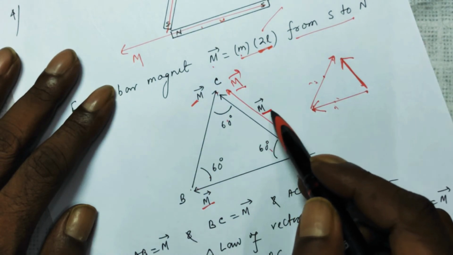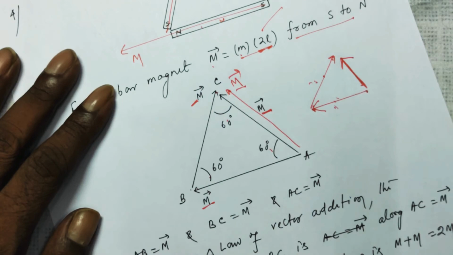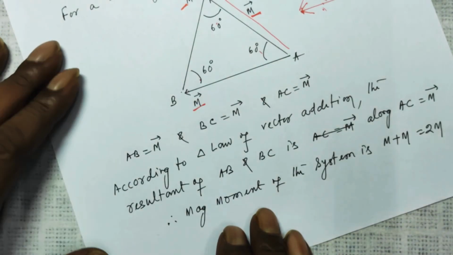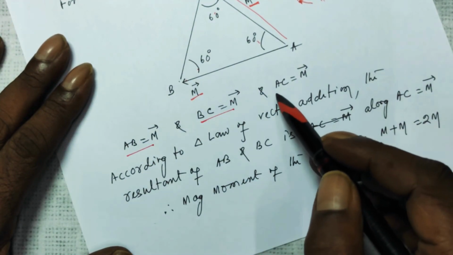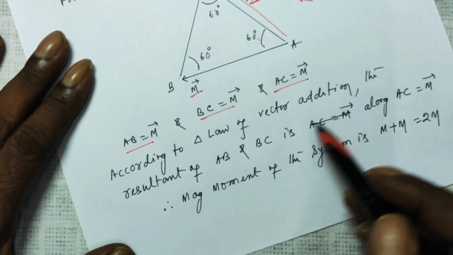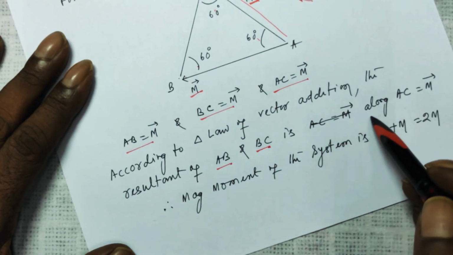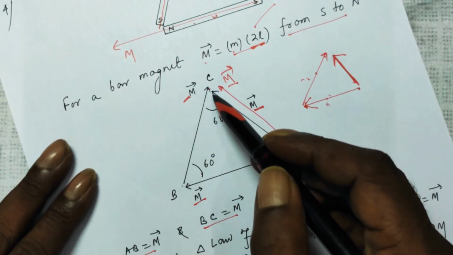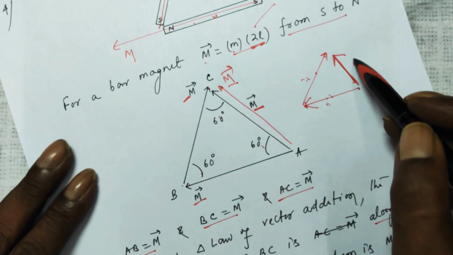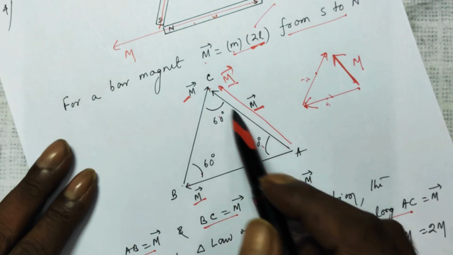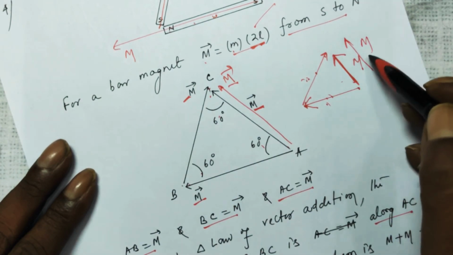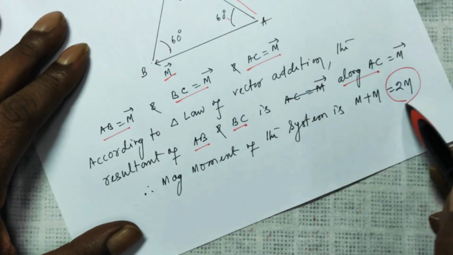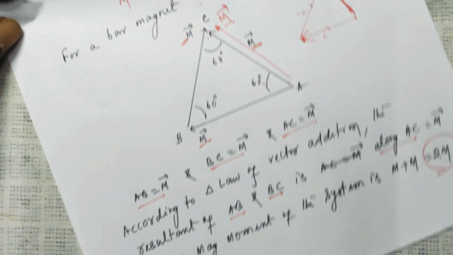And this M and this M are now in the same direction. So the resultant is equal to 2M. So AB is equal to M, BC is equal to M, AC is equal to M. According to the triangle law of vector addition, the resultant of AB and BC will be along AC, and since AC is equal to M, the resultant of this and this is M. And this AC, which is again M, is also to the same side. Both are in the same direction. So the resultant is equal to 2M.